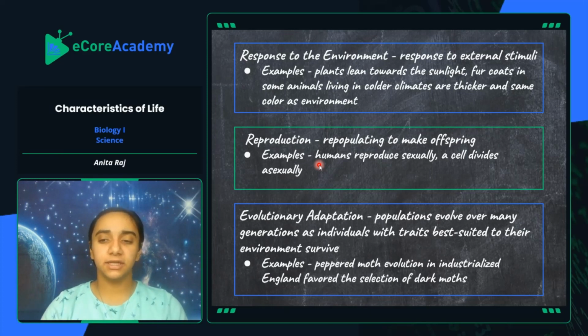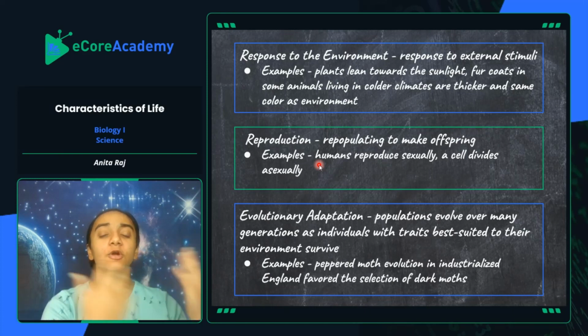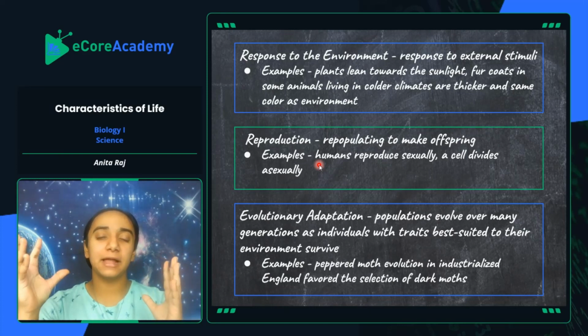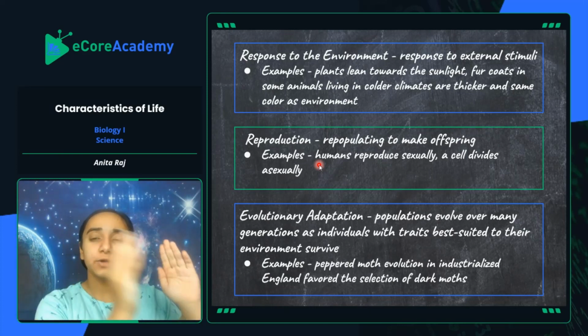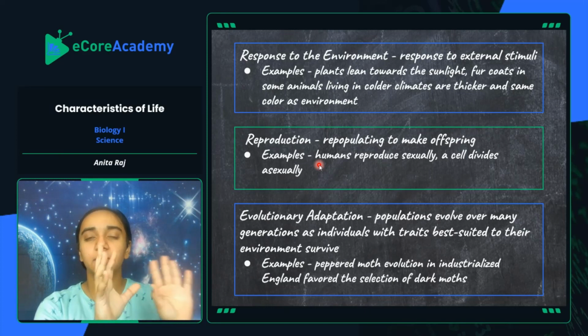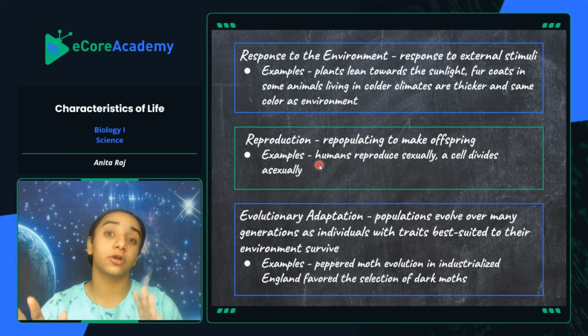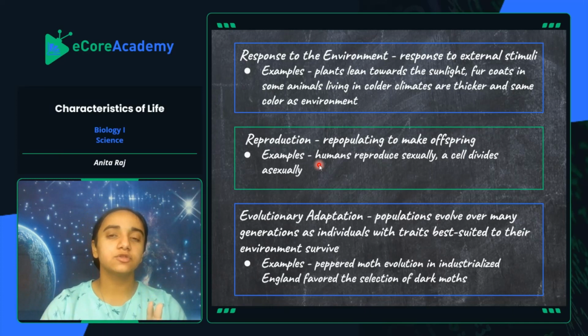Some examples I can give you of this are the peppered moth evolution in industrialized England favored the selection of dark moths. So what this exactly means is that in England, after the Industrial Revolution, that means a lot of factories were used, a lot of production. Smoke was given off by these factories, and in the forest nearby, this black, tar-like smoke pretty much plastered against the tree trunks, and all the brown natural tree trunks literally turned black because of that smoke. And in those forests, there lived moth populations.